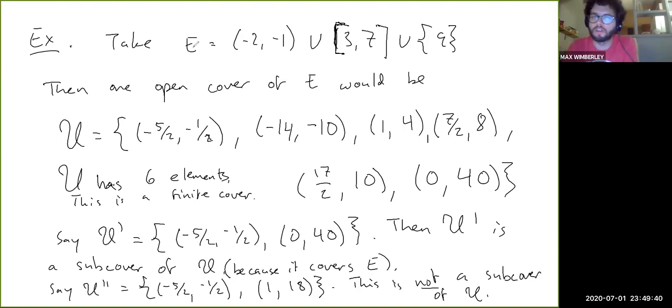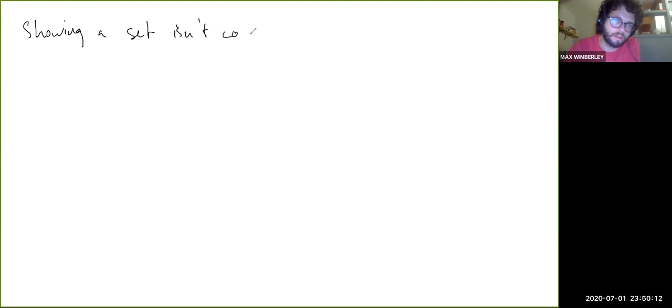So if we wanted to show that E wasn't compact, we would have to look at an infinite open cover of E, because we have to dream up some open cover which has no finite subcover. This open cover does have a finite subcover because it's literally already finite. So this would be a failed attempt to show that E isn't compact. Let me show you an example of showing a set isn't compact. This is easier than showing a set is compact.